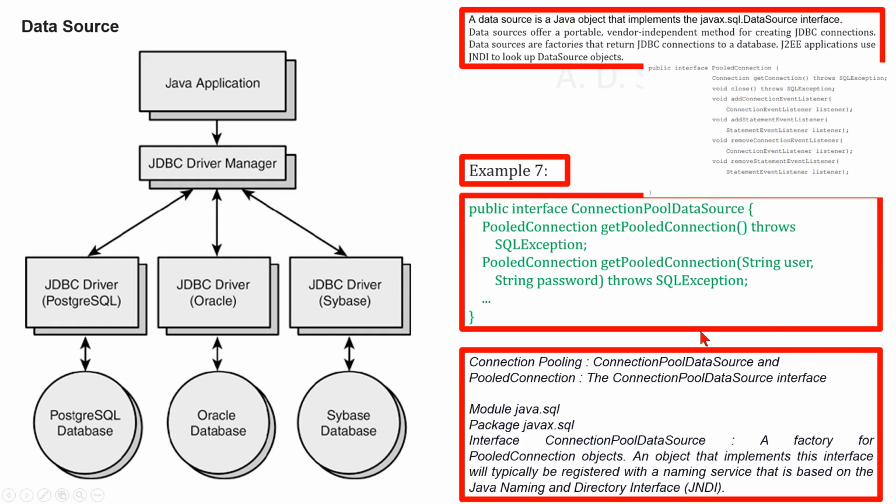Now we are considering ConnectionPoolDataSource and PooledConnection. Here we are considering the ConnectionPoolDataSource interface in connection pooling. The interface ConnectionPoolDataSource in package javax.sql in module java.sql is a factory for PooledConnection objects. An object that implements this interface will typically be registered with a naming service that is based on the Java Naming and Directory Interface, JNDI.